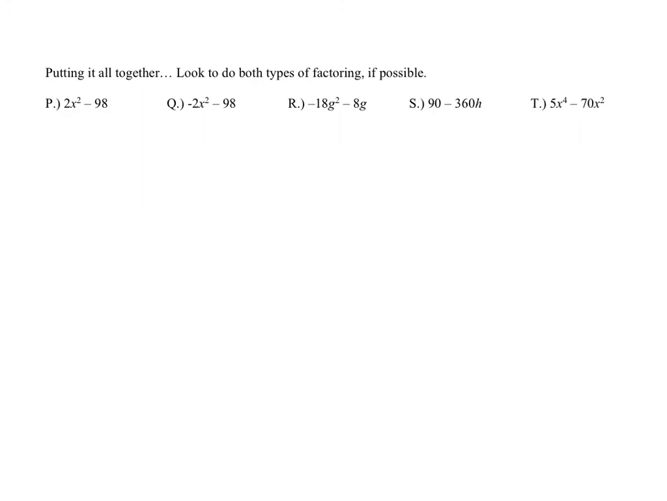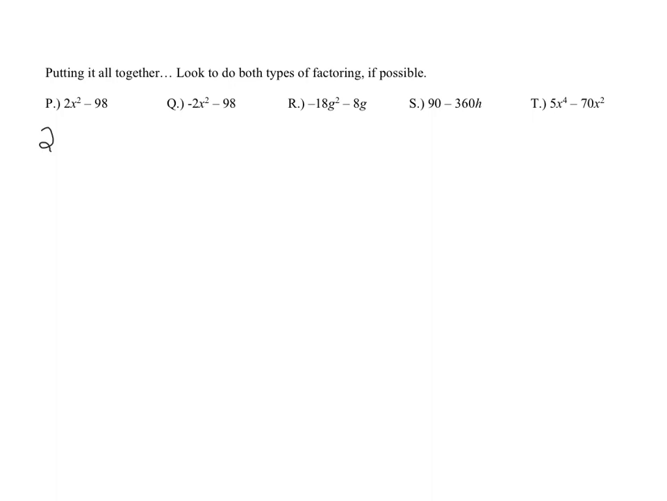So now, if you're going to put it all together, let's look at both types of factoring. So if you look at all 5 of these problems right now, you might automatically go, well, none of these can be factored because none of them are a perfect square minus a perfect square. However, they all have a GCF. So let's go through and pull out the GCF and then ask ourselves, can I take it a step further? So if you look at the first one, I can pull out a 2.